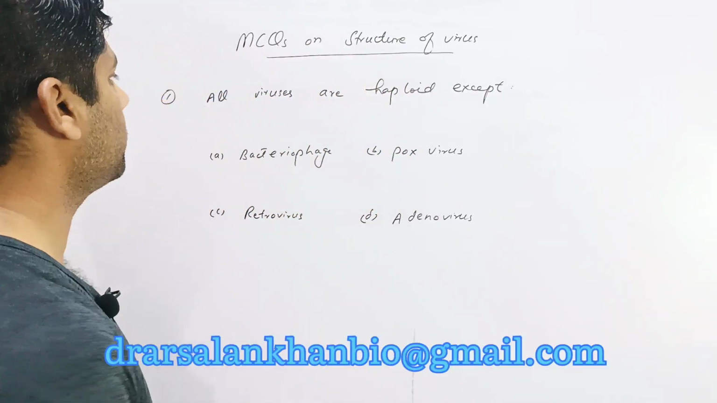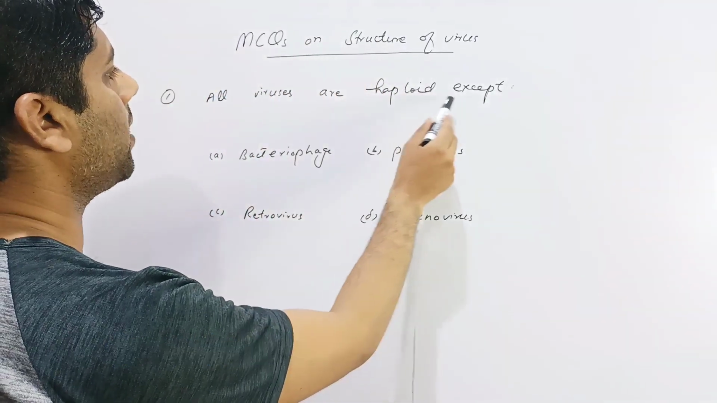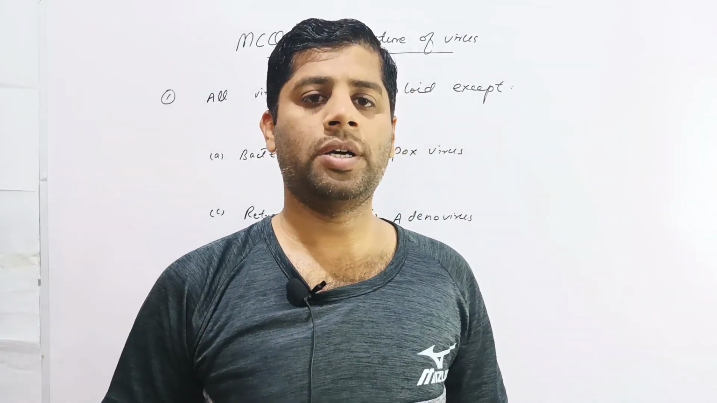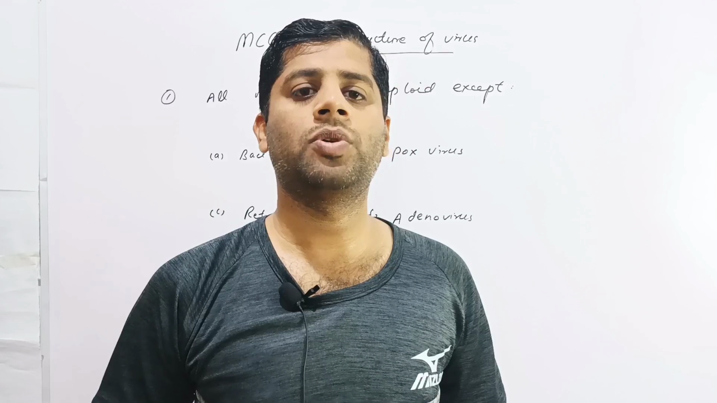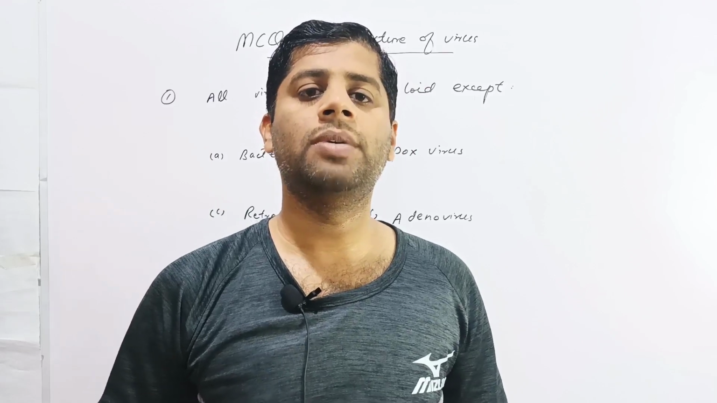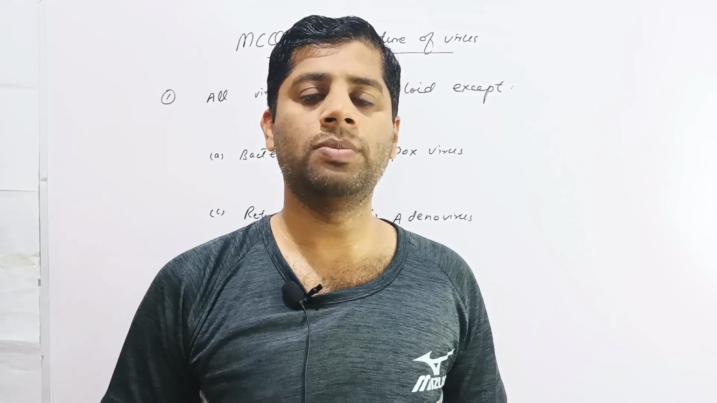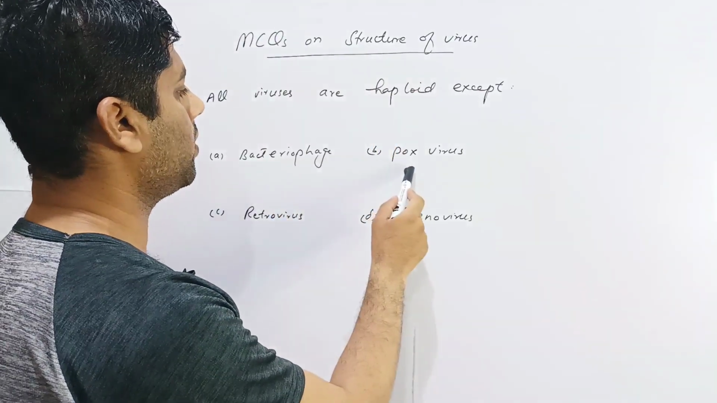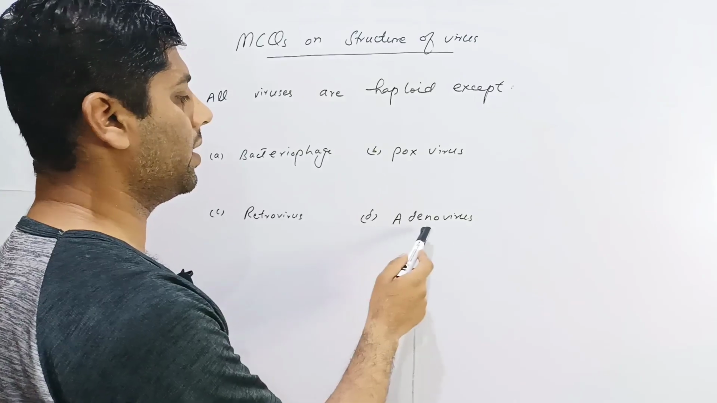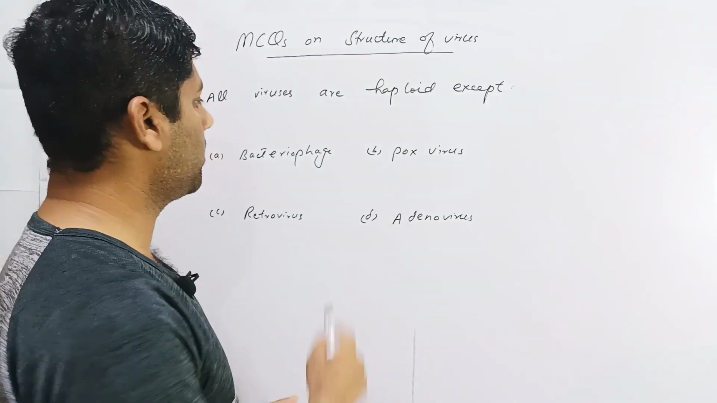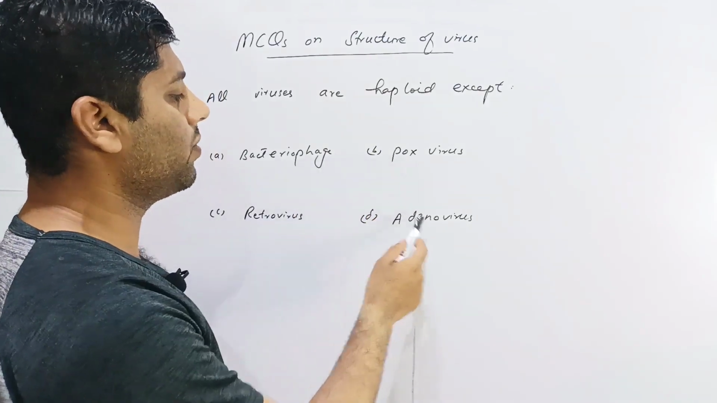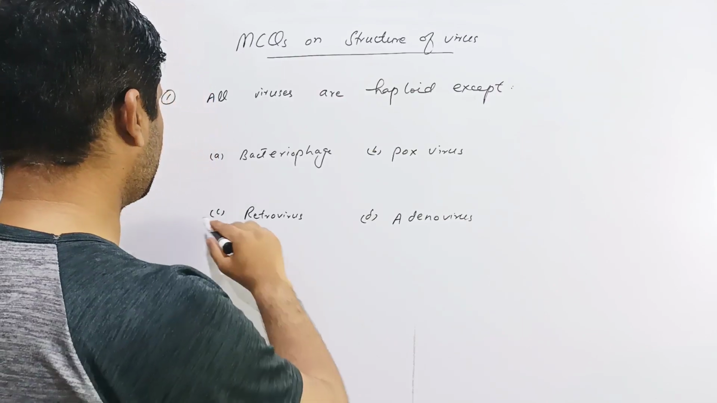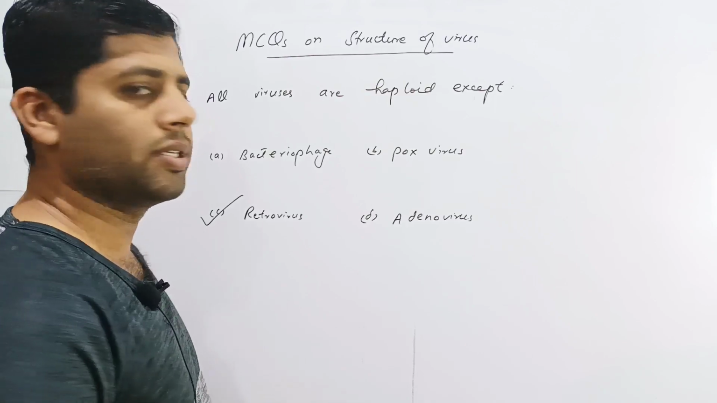So the first question is, all viruses are haploid except. It should be kept in our mind that all of the viruses as well as prokaryotes or bacteria bear a haploid genome. The options given are bacteriophage, pox virus, retrovirus and adenovirus. Bacteriophage, pox virus, and adenovirus also bear a haploid genome, except the retrovirus. So the correct option is retrovirus.